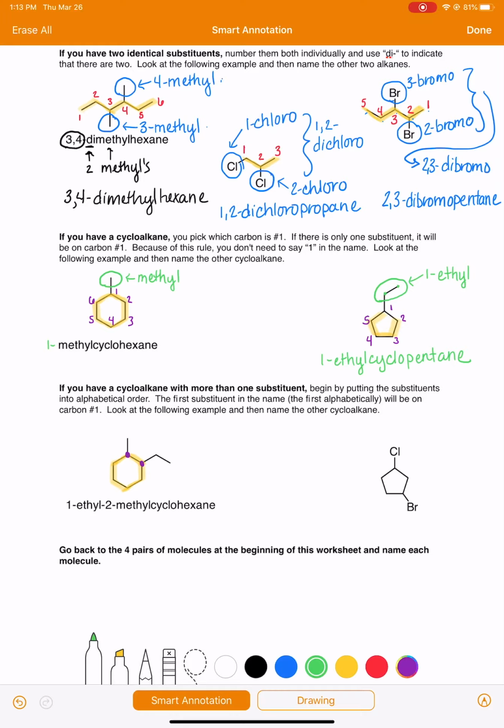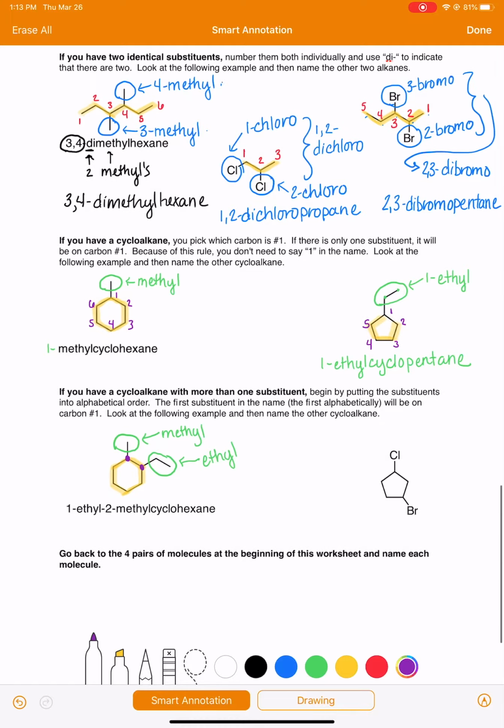So before we number, we want to take a look at the substituents and decide what their names are. Up here on top we have a 1-carbon substituent. Its name is methyl. And then over here on the right-hand side, we have a 2-carbon substituent. Its name is ethyl. And again, the names are coming from table 12.2. Ethyl comes first in the alphabet, so it's going to be on carbon number 1.